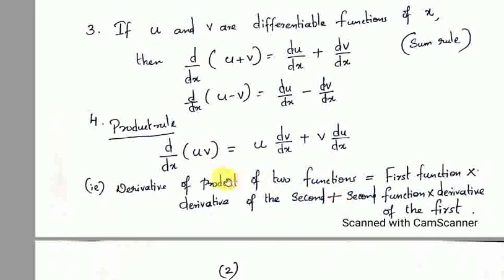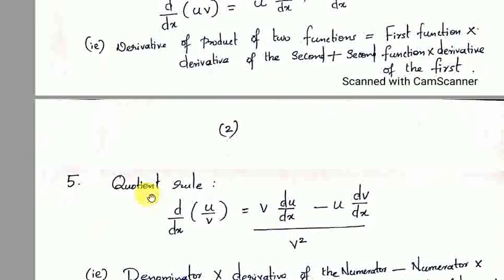Next we can see what is the product rule. D by dx of uv equal u into dv by dx plus v into du by dx. That is, the derivative of a product of two functions equal first function into derivative of the second plus second function into derivative of the first.